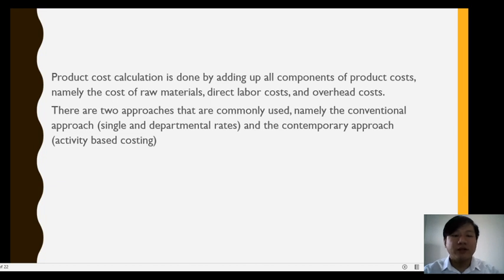Product cost calculation is done by adding up the components of product cost, namely the cost of raw materials, direct labor cost, and overhead costs. There are two approaches that are commonly used, namely the conventional approach, single and departmental rates, and the contemporary approach, activity based costing.